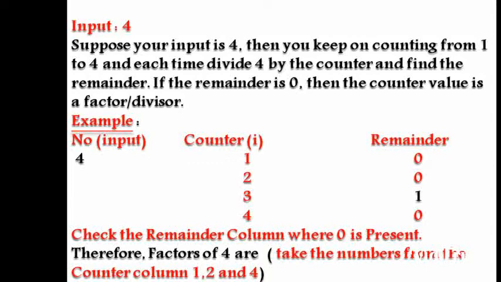Next time when the loop goes back, the counter value would be what? 4. 4 will be divided again with 4 and the remainder would be 0. The loop again will go one time more and it will turn 5. So the condition would be false and it will come out of the loop. Now check the remainder column where 0 is present. 0 is present when counter is 1, 2 and 4. Therefore, factors of 4 are 1, 2 and 4.